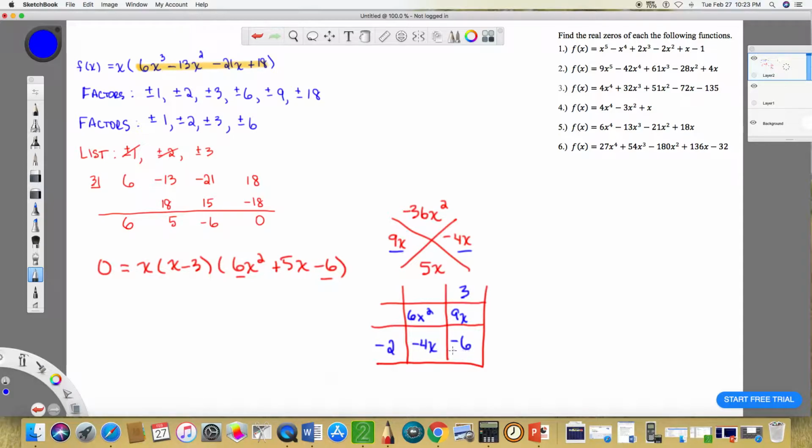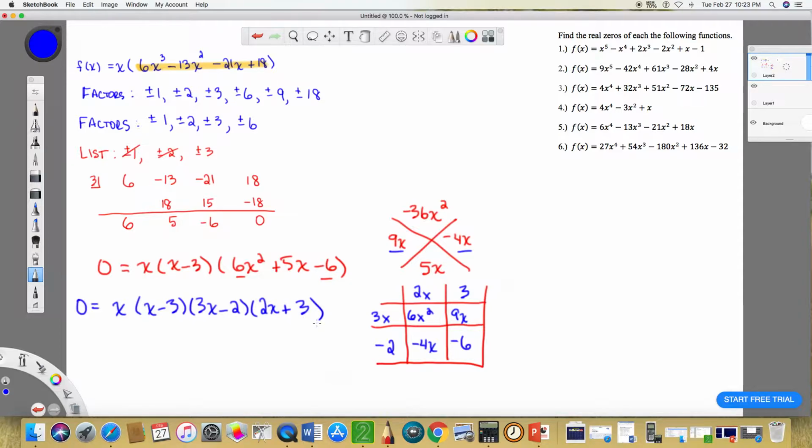Both of those are even. They both have a negative sign, so I factored out a negative 2. Both of the other ones are divisible by 3, so I factored out a common 3, and 3 times negative 2 is negative 6. Now, 3x divides both of these terms, and 2x divides both of those terms. All right, so we can come over and factor this completely now. We've got x times x minus 3 times 3x minus 2 and 2x plus 3.